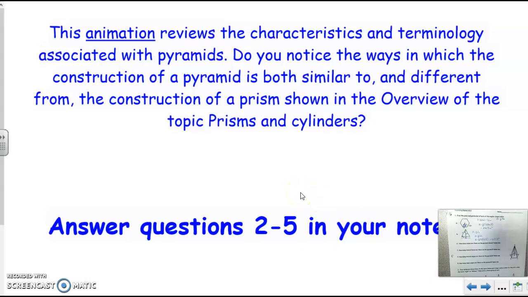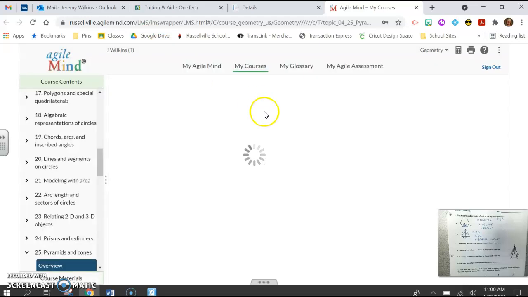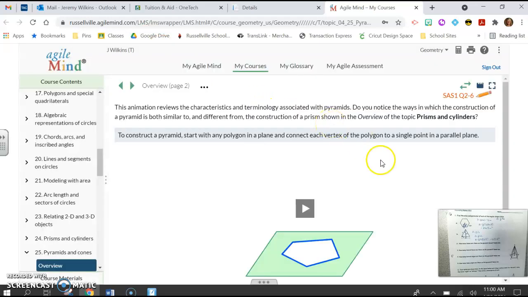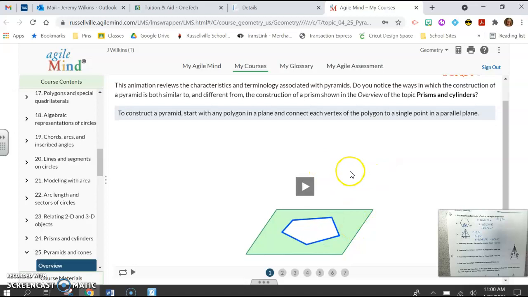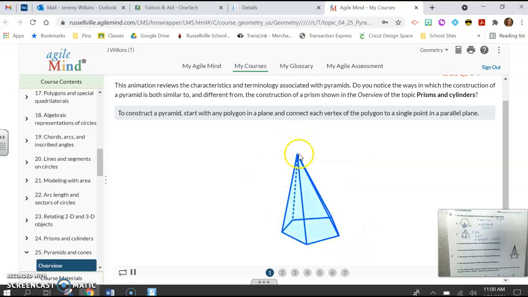So in this animation, we're going to look at how they're different than prisms and cylinders. And then that's going to change the way we find our volume and our surface area. So here is a pentagon, okay? And we did this before. We started with a plane. Now, if we put a point just not on that plane and connect all the vertices to that point, we are going to get a pyramid.